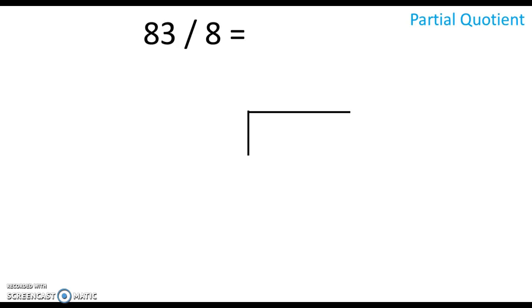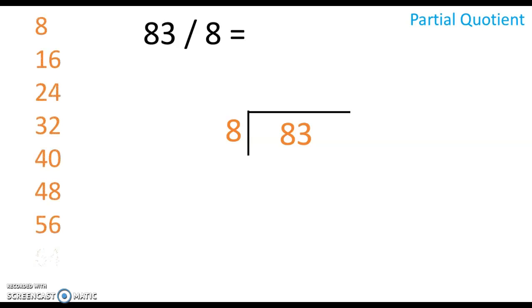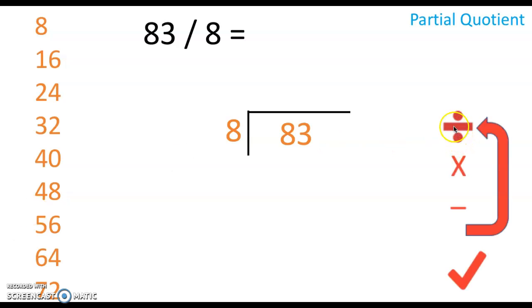83 divided by 8 using partial quotient. First, let's put our 8 on the outside, our 83 on the inside, your multiplication facts if you need them, and our steps.